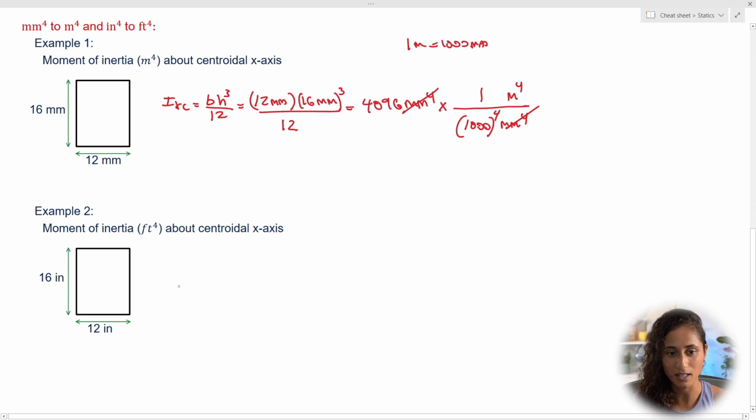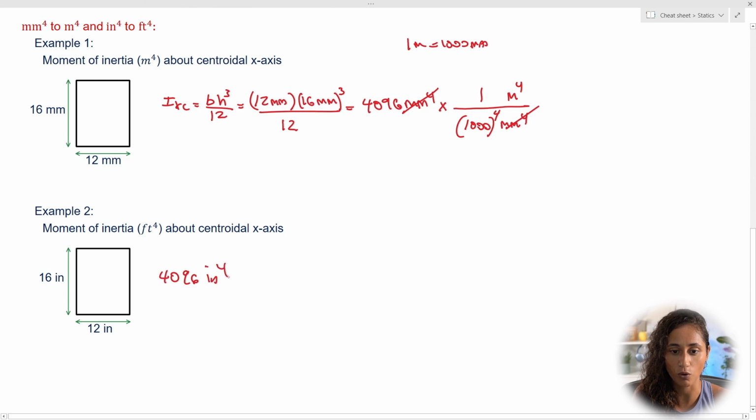Now let's do this example here. So what I recommend that you guys do is maybe pause the video and give it a try. It's going to be the same steps here, except we're going to need to convert inch to the power 4 to feet to the power 4 and then see if you get the same answer. So here, if we actually apply the equation, we're going to get the same number. It's not going to change. The only thing that's going to change is the units.